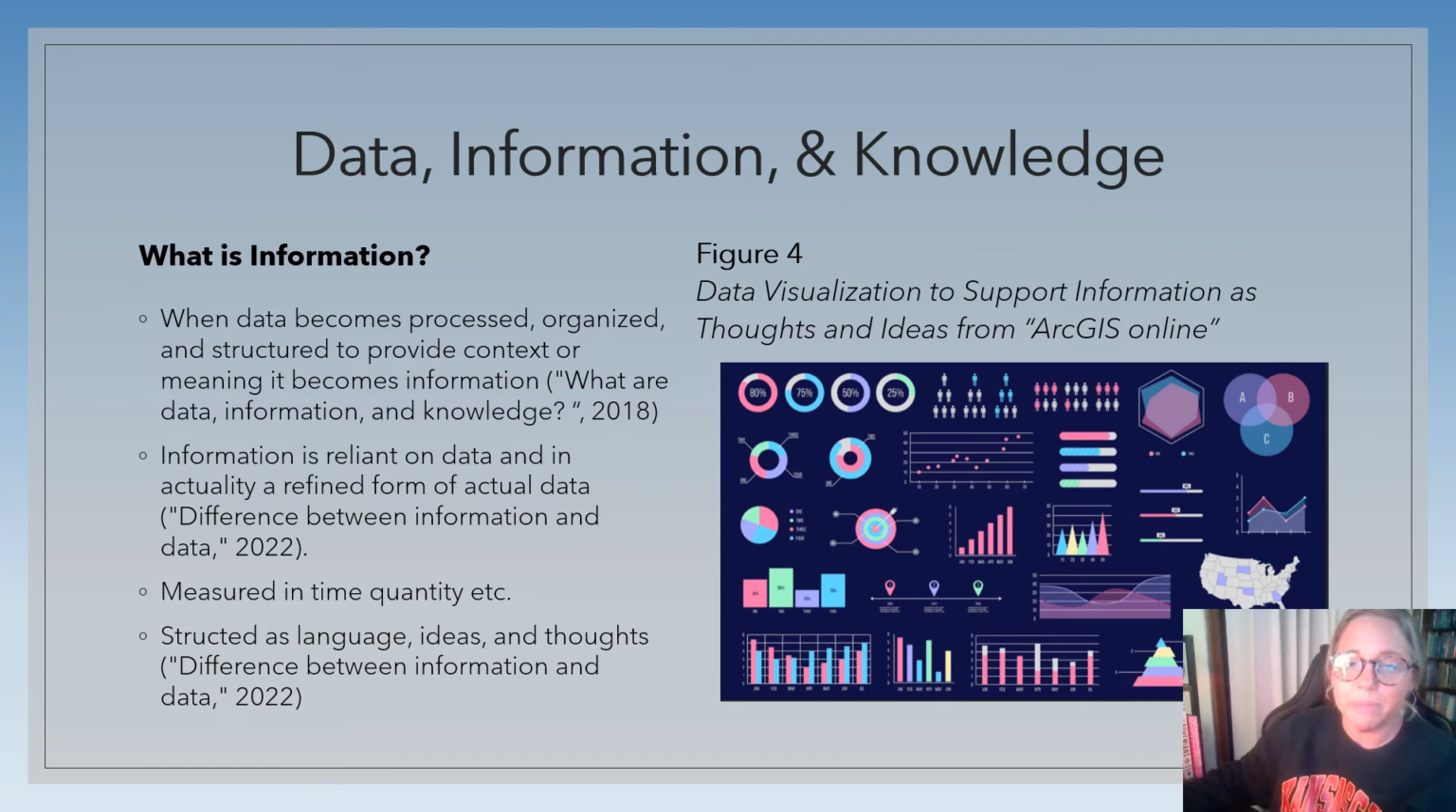So now that the data has been processed into information, what exactly is information? The photo, while technically just a visualization of the data, can support the communication of the thoughts and ideas generated from the manipulation of the data. Information is a refined form of actual data measured in time and quantity. To understand this better, a birthday is just a date without knowing whose birthday it is. People, and now even machine learning, have the capability to create information from data.